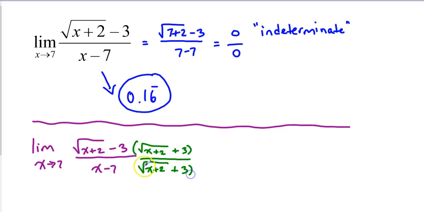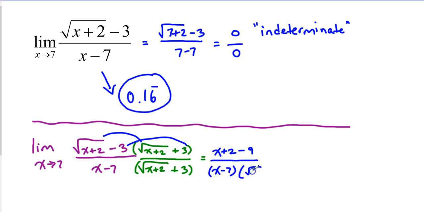I'm going to hold off on distributing the denominator. Let's just kind of see what happens up in the numerator. So in the numerator, multiply and multiply. But the thing is, can you see how we're going to have opposites? When I multiply the negative 3 times this and the positive 3 times this, they're going to be opposites and add to 0. So I'm not even going to show that. I'm just going to show what happens when I do square root of x plus 2 times itself. That should just be x plus 2, right? And then when I do negative 3 times positive 3, I get a negative 9. My denominator is going to be x minus 7, in parentheses, times this expression.